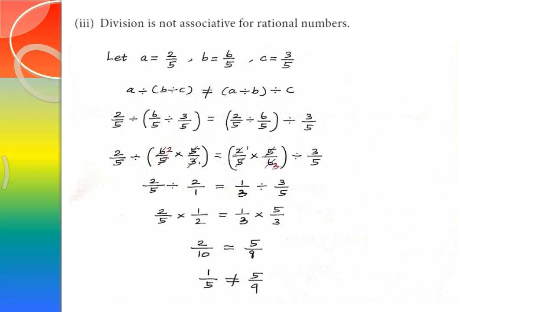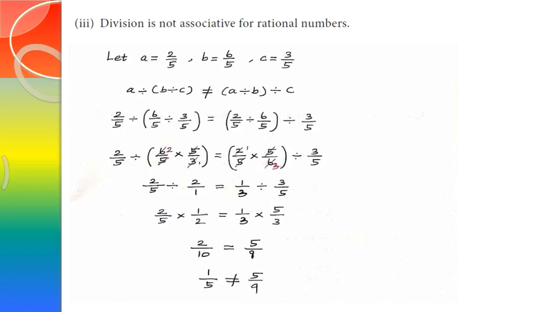Next, substitute the values. 2 by 5 divided by 6 by 5 divided by 3 by 5 equals 2 by 5 divided by 6 by 5 is divided by 3 by 5. Next step, in this bracket values are cancelled. We get the answer 2 by 1. Next side 3 by 5. So 2 by 5 is divided by 2 by 1 equals 1 by 3 divided by 3 by 5. 2 by 5 into 1 by 2 equals 1 by 3 into 3 by 5, written as 5 by 3.